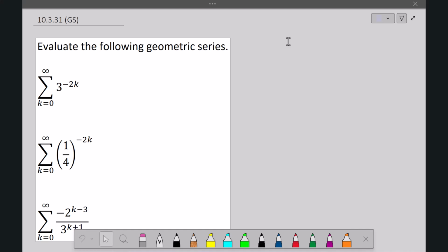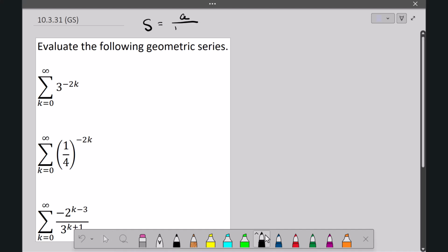Let's take a look at these geometric series. These are infinite, and we know that the sum of an infinite geometric series is S equals A over 1 minus R, where A is the first term in the series and R is the common ratio. Let's rewrite these a little bit so it's easier to determine A and R.